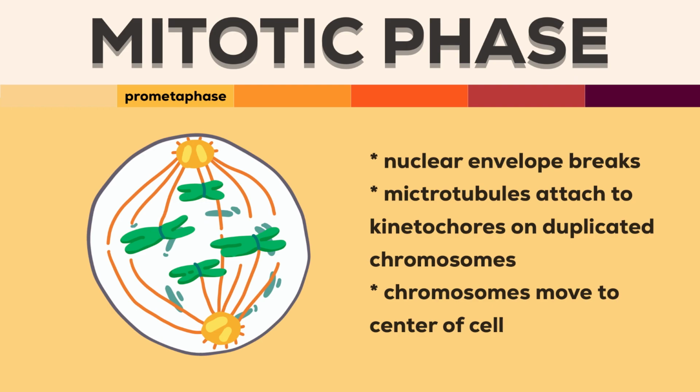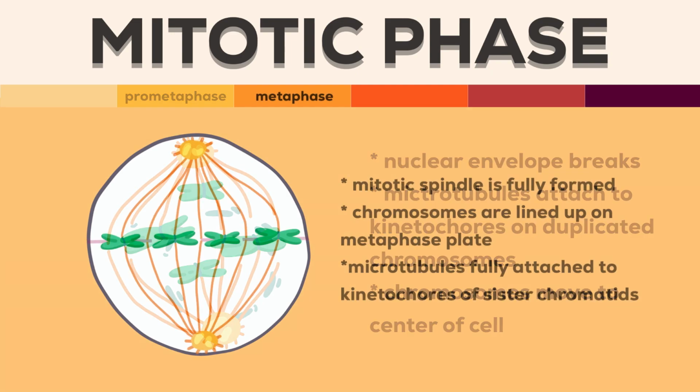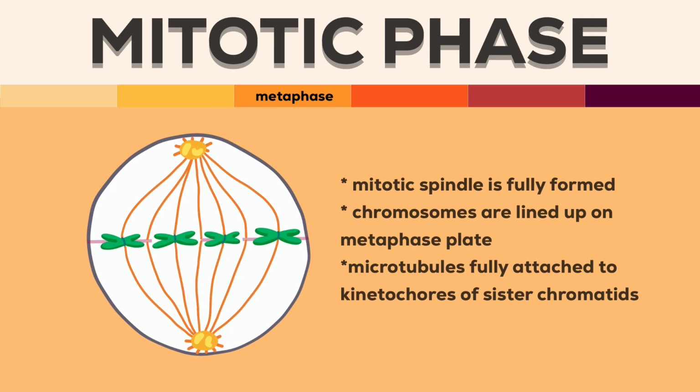During prometaphase, the nuclear envelope that held the chromosomes breaks down and the microtubules begin to attach to the kinetochores of the chromosomes. In doing this, they move the chromosomes to the center of the cell. By metaphase, the mitotic spindle is fully formed and the chromosomes are aligned at the center of the cell in a region called the metaphase plate. The spindles are fully attached to the kinetochores of the sister chromatids as well.